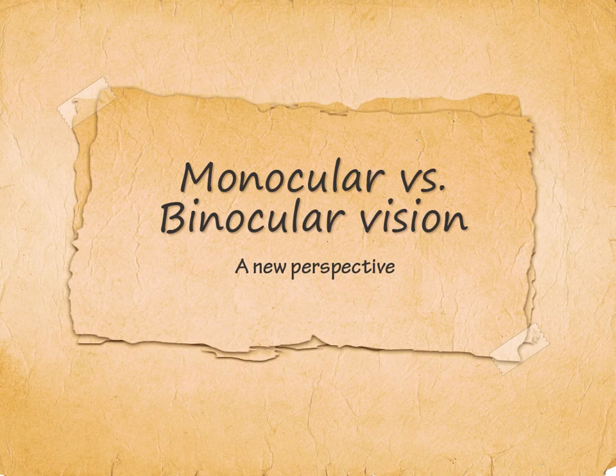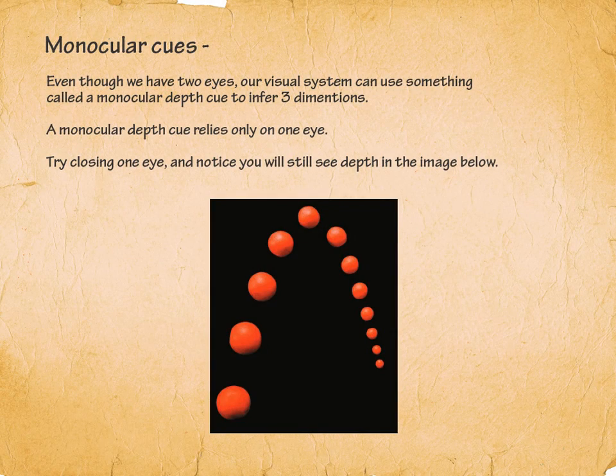Binocular versus monocular vision. A new perspective. Even though we have two eyes, our visual system can use something called a monocular depth cue to infer three dimensions. A monocular depth cue relies only on one eye. Try closing one eye, and notice you will still see depth in the image below.